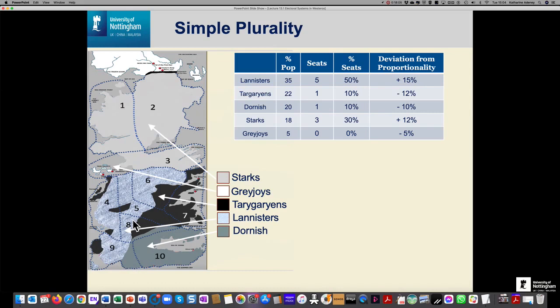So if we now move to look at constituency number 8, the Lannisters don't have a majority of the population in constituency number 8. They only have 40% of the population. The Targaryens have 35% of the population, and the Dornish have 25% of the population of that constituency. But because the Lannisters only need a plurality of the vote to be elected, they win that seat too. So the Lannisters get 5 seats. They get constituencies 4, 5, 6, 8 and 9. And these constituencies give them 50% of the vote in the assembly.